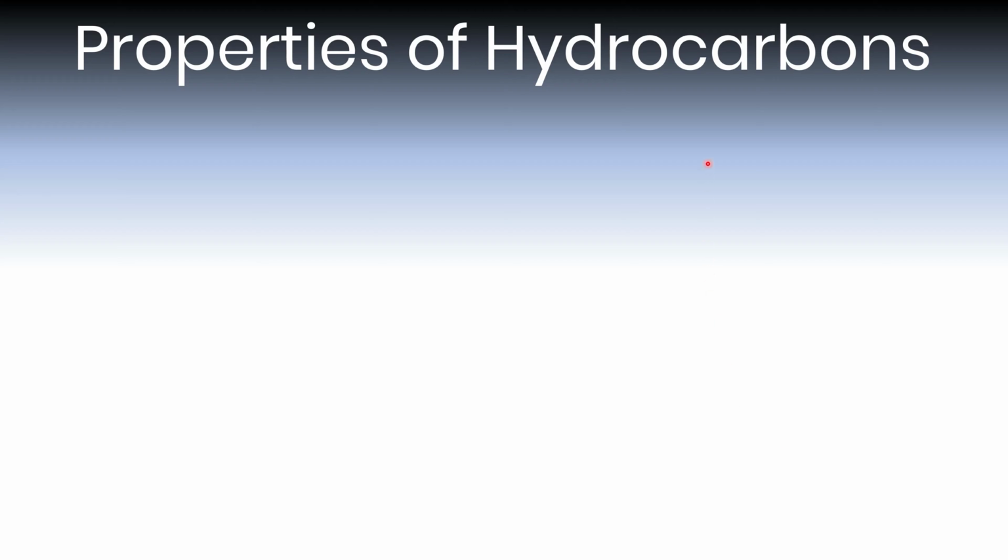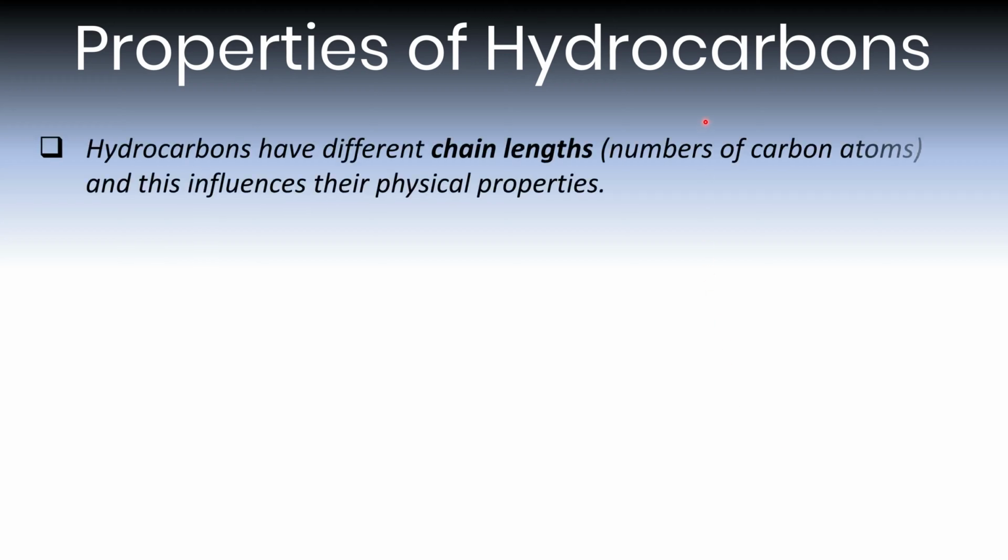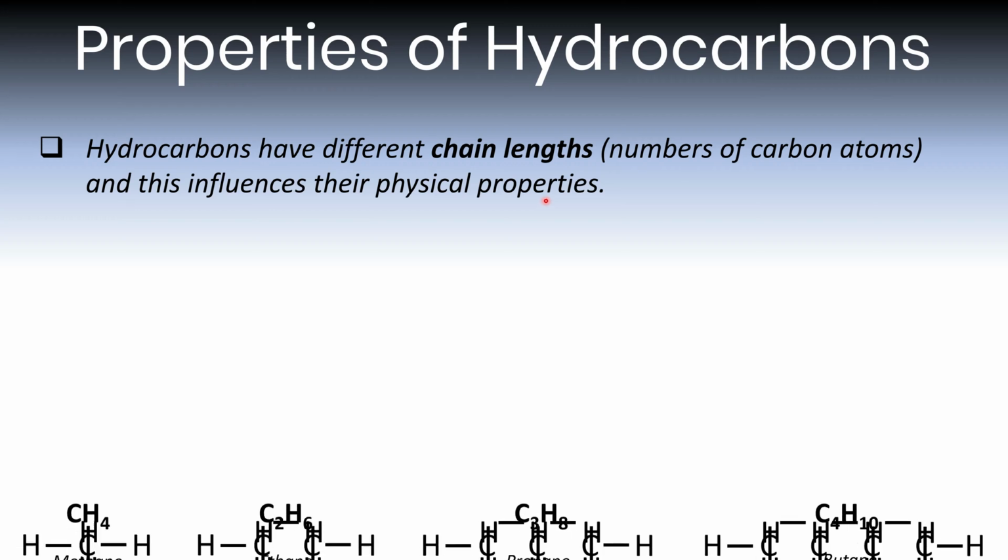Let's have a look at the properties of hydrocarbons. We can say that hydrocarbons have different chain lengths. Their chain length is dependent on the number of carbon atoms they have, and it will influence their physical properties like melting point, boiling point, and viscosity, a measure of their thickness.